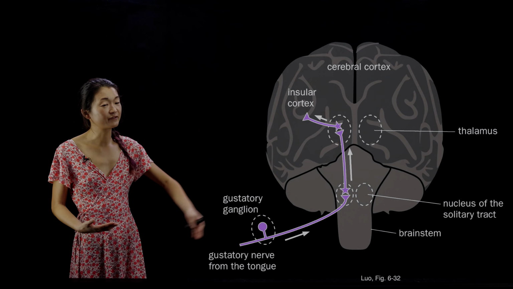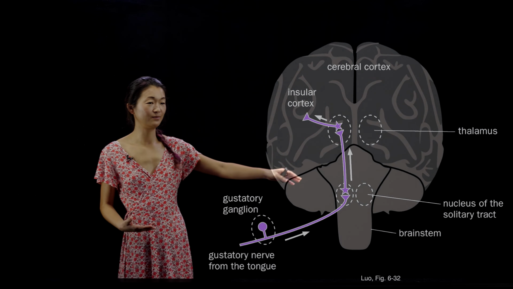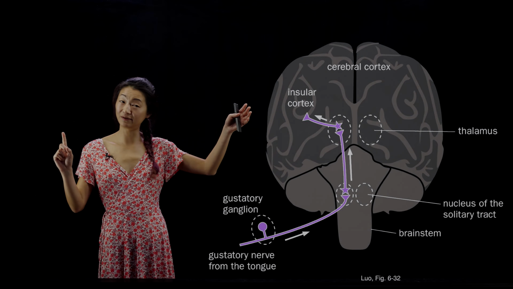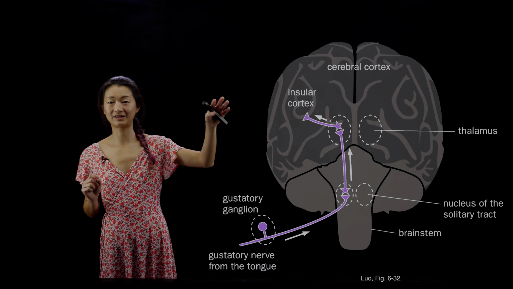The gustatory nerve from the tongue projects to the brainstem through the nucleus of the solitary tract. It then goes up to the thalamus, just like it did for vision, and from thalamus goes to cortex, just like vision did.